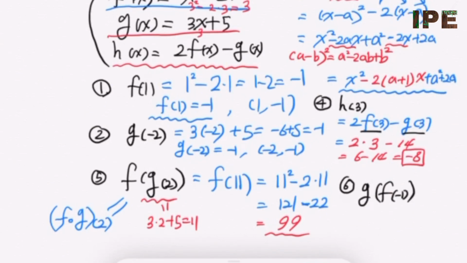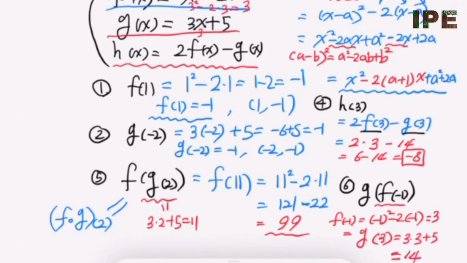Same as number 5, right? Which value is the first one that we have to find? F of negative 1 is the first value we have to find. Plug in negative 1 for x of f(x). So f of negative 1 is equal to negative 1 squared minus 2 times negative 1, which is 3. So g of f of negative 1 is equal to g of 3. Now plug in 3 into g(x). So 3 times 3 plus 5, that's 14. So 14 is the answer.